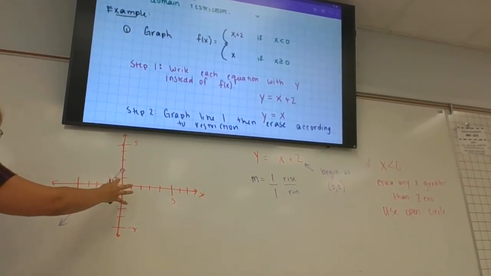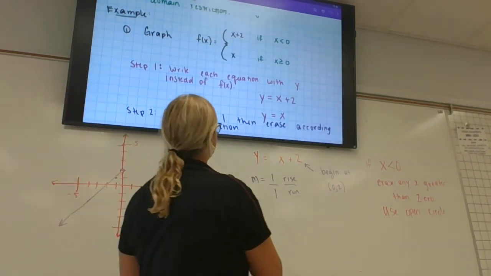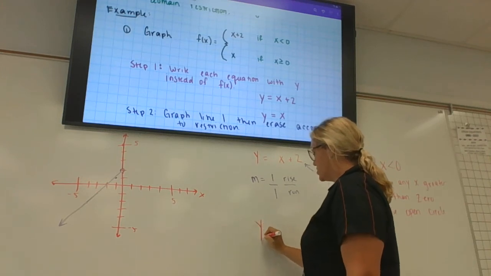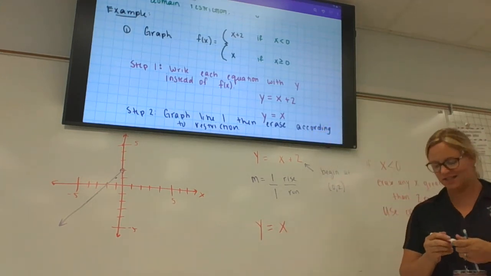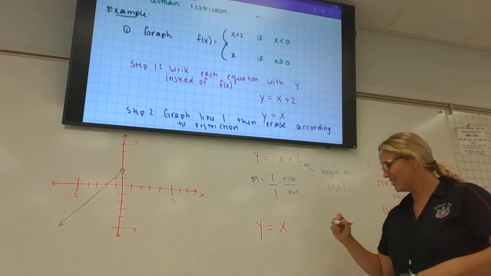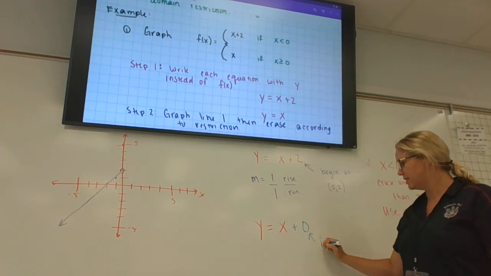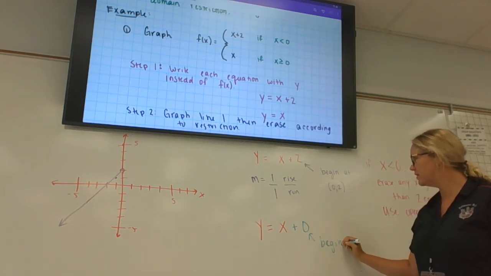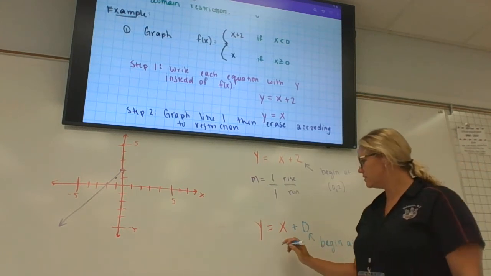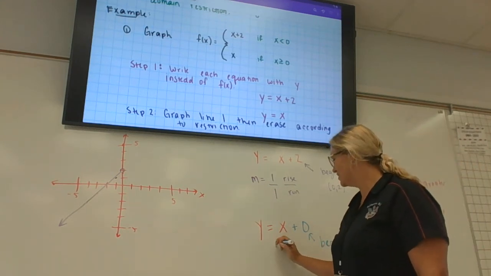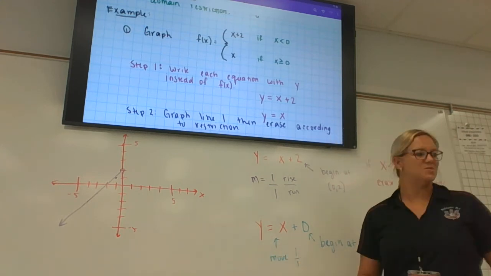Do it on the same graph. So right here in the same coordinate plane, we'll do the second piece of the function. Our second equation is just y equals x. This stumps so many people because there's no numbers. There's like an invisible 0 here. So we'll begin at 0, 0. It is parallel. Nice one. Move up 1 over 1. Same slope.